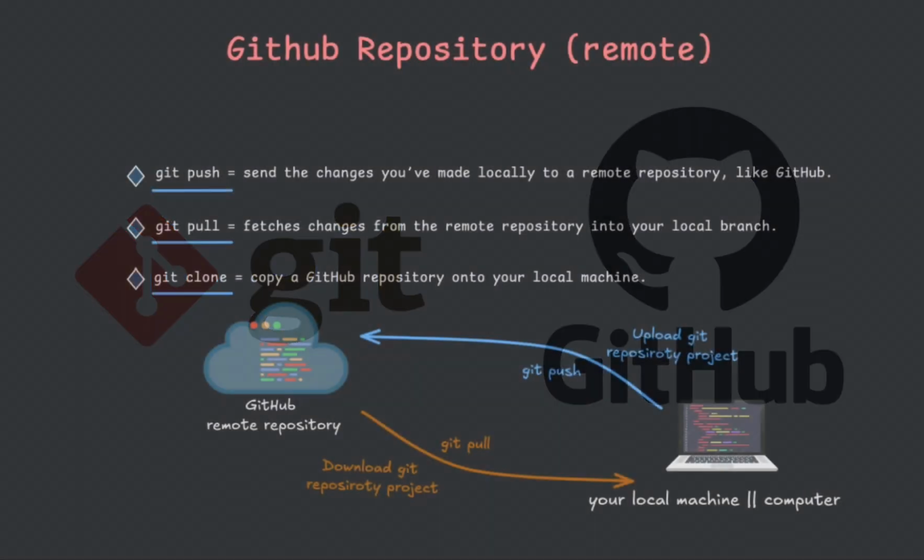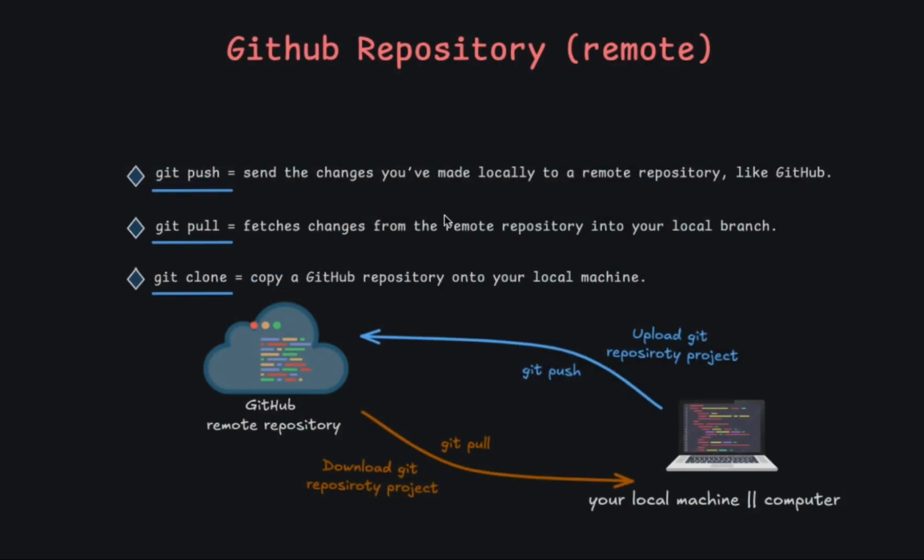In today's lesson, we will be looking at the three essential Git commands: git push, git pull, and git clone, and how they work with the GitHub platform. I will also walk you through how beginners can get started with GitHub right away. So let's jump right in.